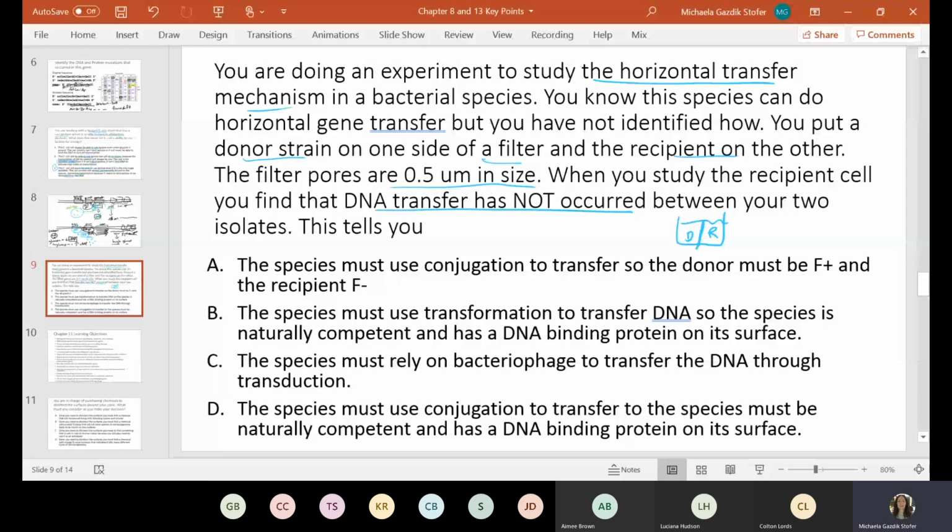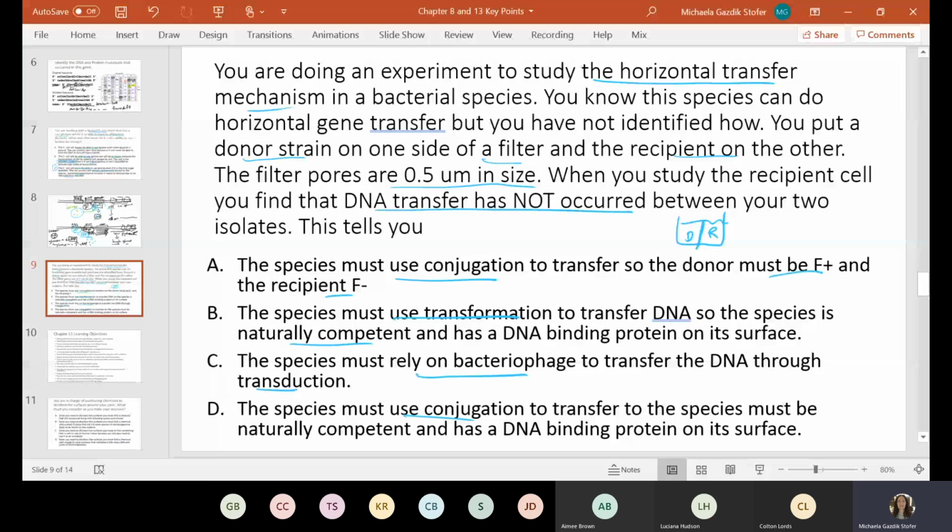Okay, so A is saying that species have... B is again saying they have to use conjugation, but then they're saying that species must be naturally competent with that DNA binding protein. So go ahead, take some guesses. Okay, seeing some. The answer to this one is A.